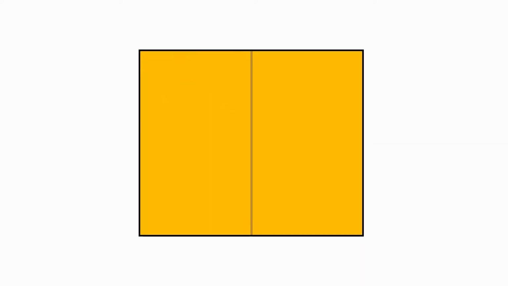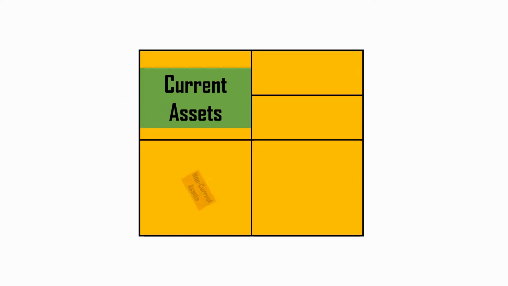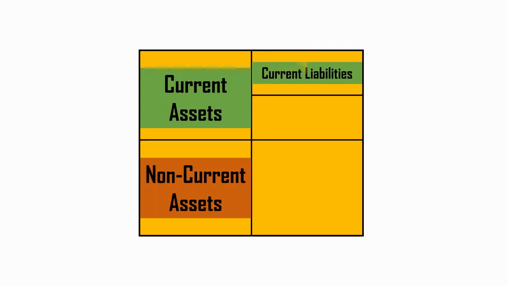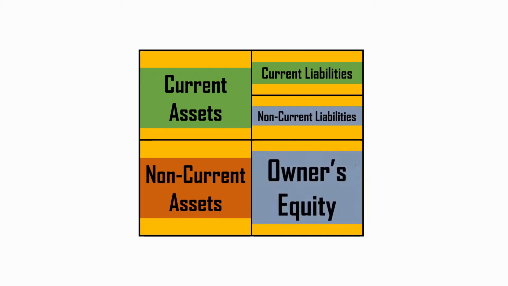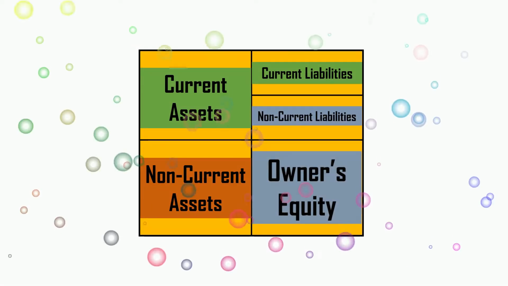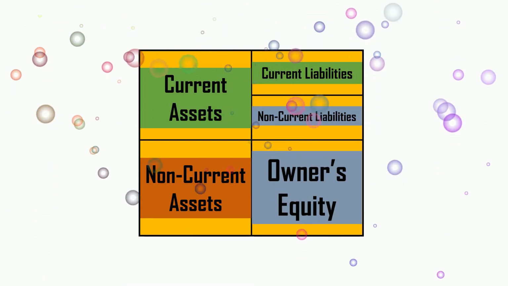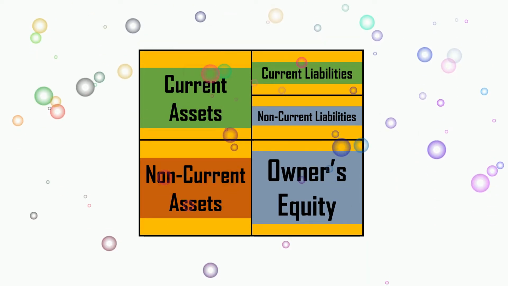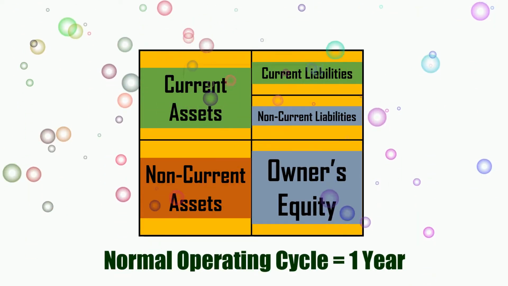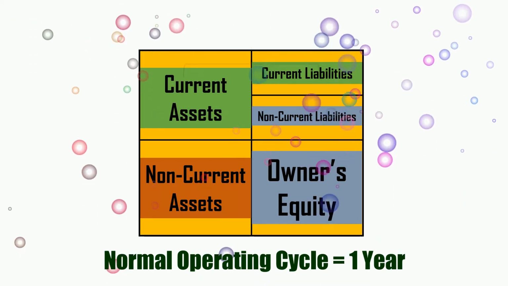So the first thing to do in making the statement of cash flow is to classify the transactions. To classify, this box can help us. So the box is composed of different accounting elements, namely current assets, non-current assets, current liabilities, non-current liabilities, and owner's equity. To determine whether it is current or non-current, the thing to consider is the time when the cash used is converted again into cash. This is called the normal operating cycle, which for most businesses is 1 year.